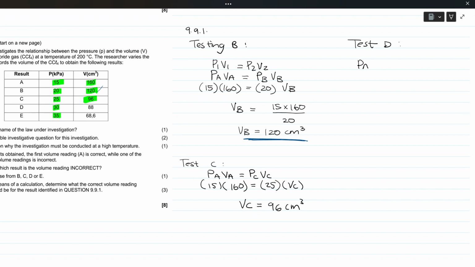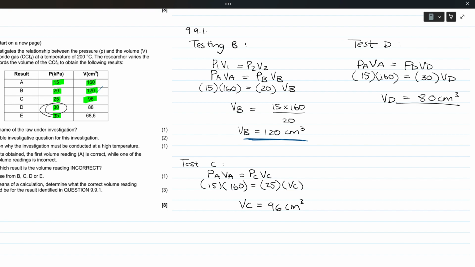Okay, so you've got pressure A, volume A equal to pressure from D, volume from D. 15 times 160 is equal to, your pressure from D is 30. And your volume is there. When you solve for the volume of D, you should get a value here of 80.